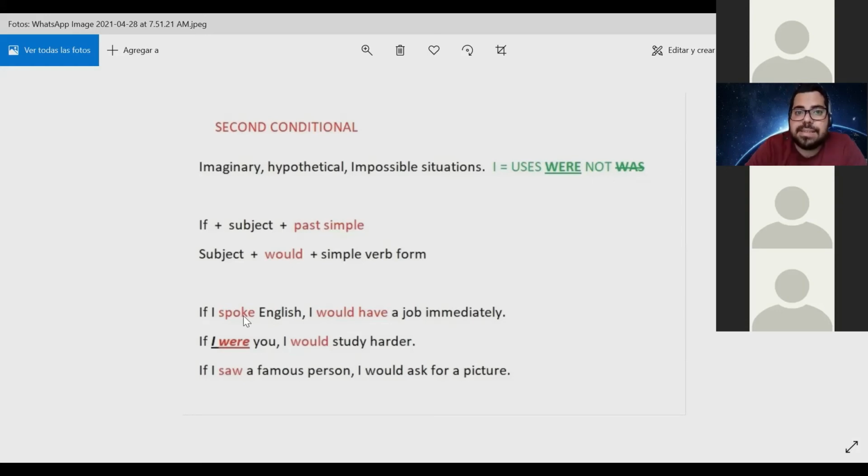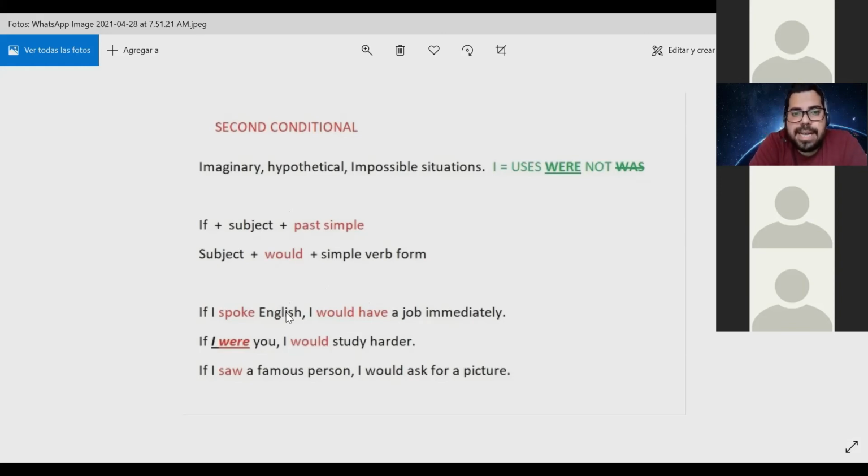Yes, guys, look at this. This is interesting. We use if plus subject, but look at this, plus past simple. The verb is in past tense. Okay? Then look at this. We use subject, and we use would. If I spoke English, I would, and the verb in simple form. I would have a job immediately.